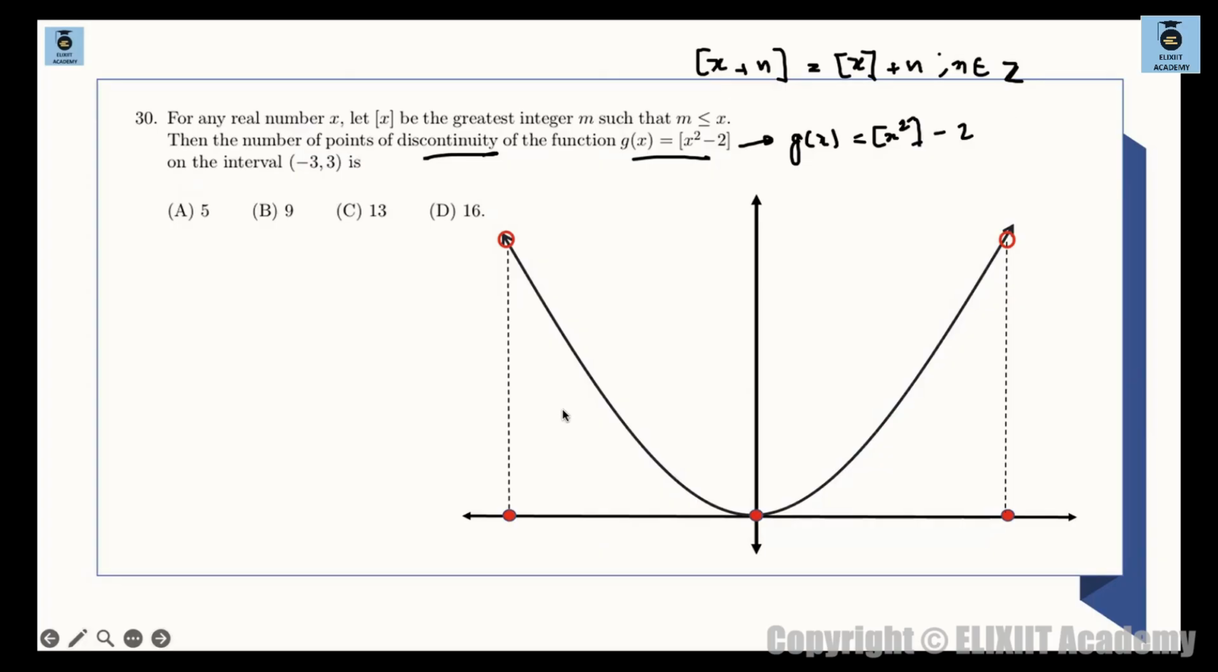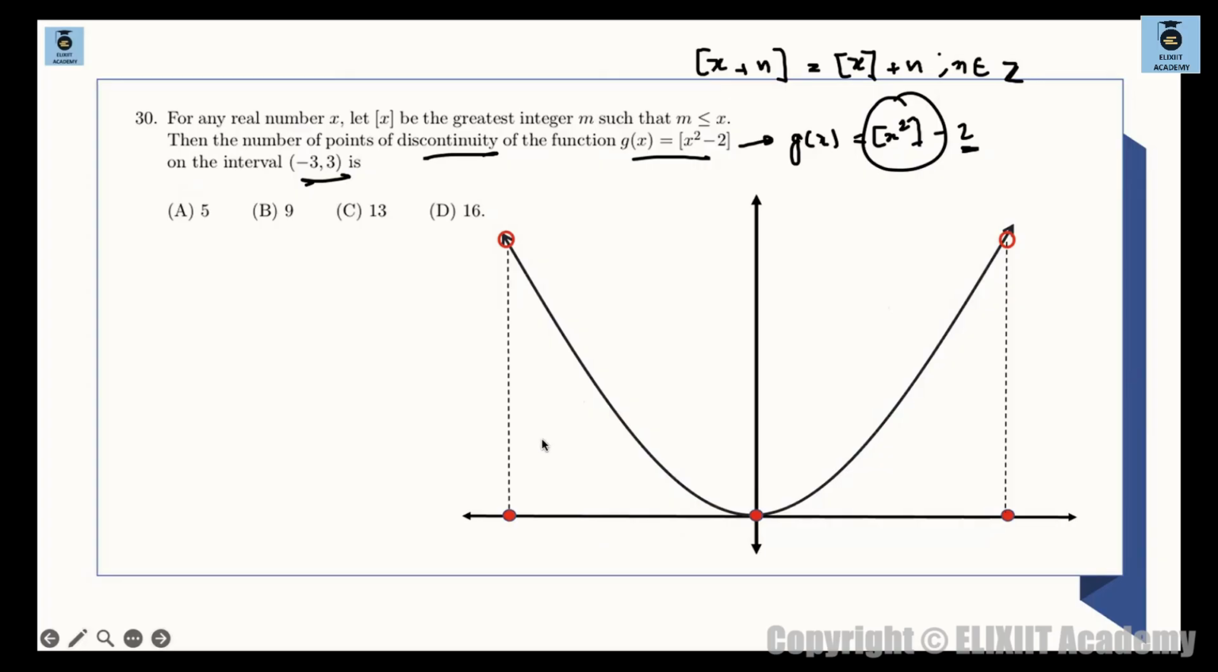ठीक है. अब पूछा है कि find the number of points of discontinuity of this function. Now minus 2 is always a continuous function. So if we just deal with this function only, so we are done. So we will just simply deal with the number of points of discontinuity of this function in this interval minus 3 to 3.